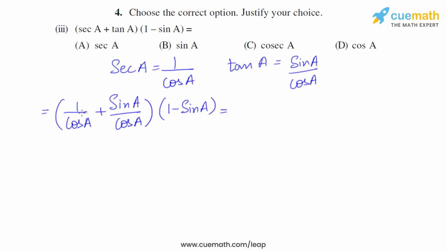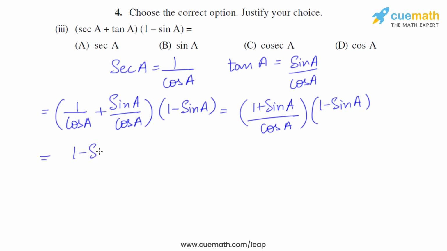This will be equal to, here we take the LCM, so it will be 1 plus sine A upon cos A into 1 minus sine A. Again 1 plus sine A into 1 minus sine A is A plus B into A minus B, so we get A square minus B square. So 1 minus sine square A upon cos A, and 1 minus sin square A is cos square A. So cos square A upon cos A. Cos A gets cancelled, and we get the answer as cos A. So the final answer is cos A, which is option D.